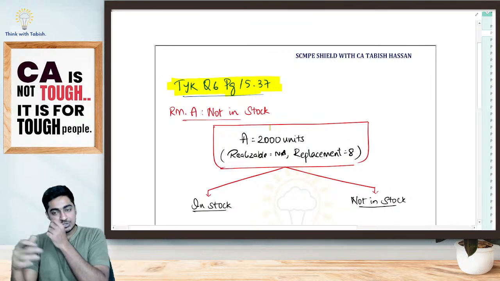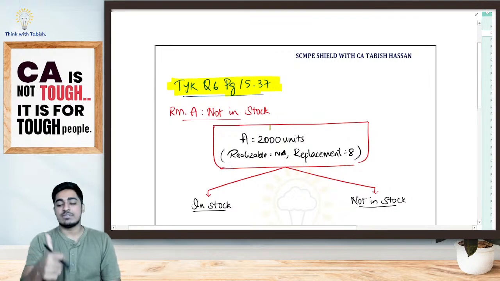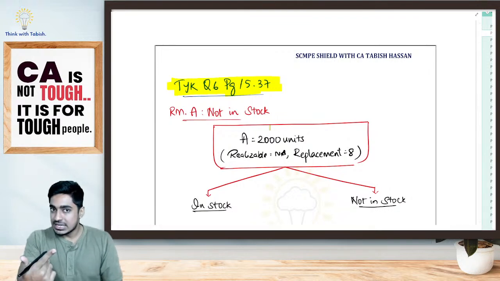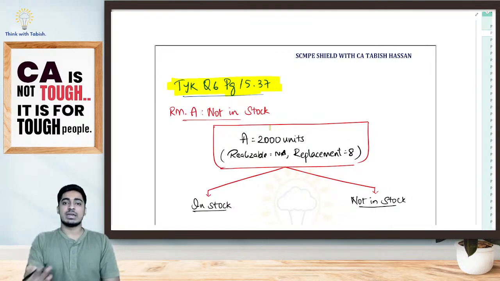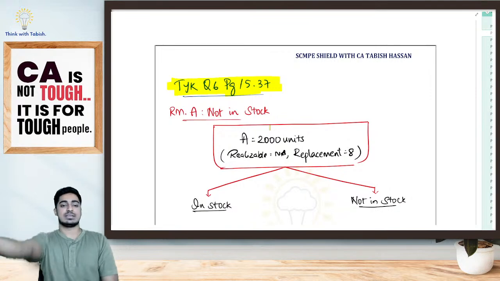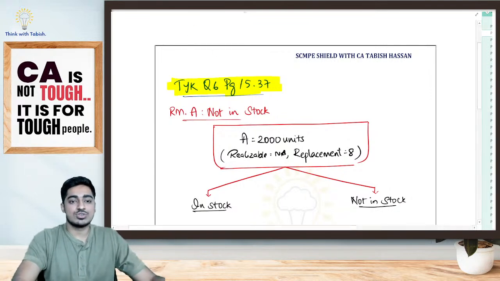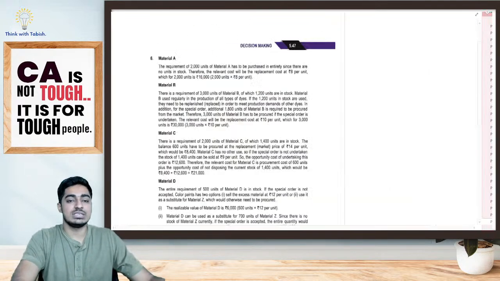Again, for case studies, you will have a separate PDF booklet wherein you will have case studies and additional case scenarios from ICAI. Everything from the ICAI source will be covered. Now, we are moving into Test Your Knowledge question number 6, page 5.37.